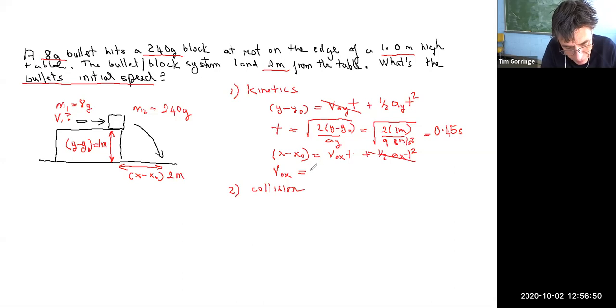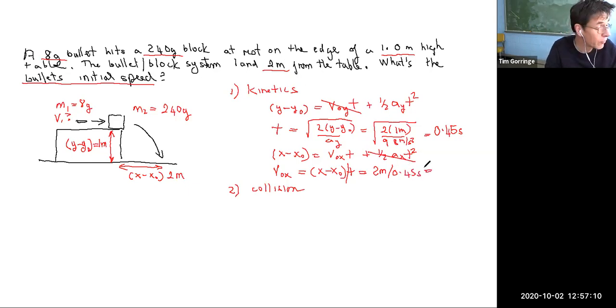divide the left and right by the time, and substitute in the horizontal distance traveled, this time 2 meters, the time taken 0.45 seconds, and if you divide 2 by 0.45, I got roughly 4.4 meters per second. And so that's the horizontal velocity of the bullet-block system, that moment that the bullet has been embedded in the block.